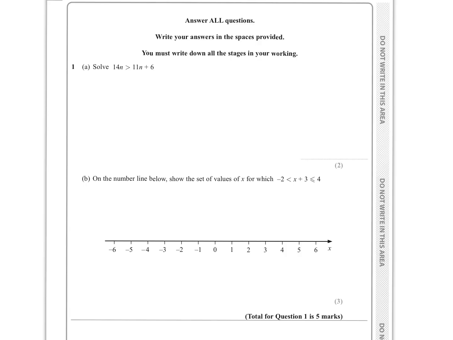Question 1. We have to first solve the inequality 14n is greater than 11n plus 6. So I'm going to take 11n from both sides. So that gives me 3n is greater than 6. Then divide both sides by 3. And that gives us n is greater than 2.